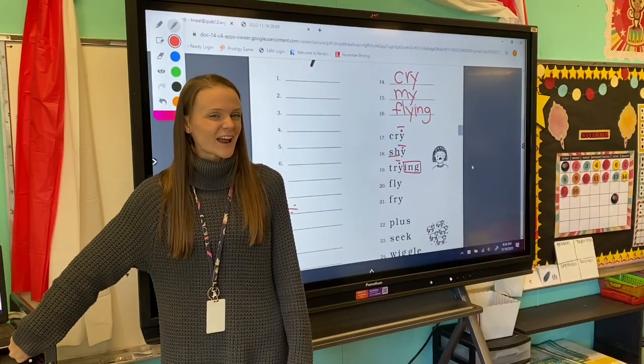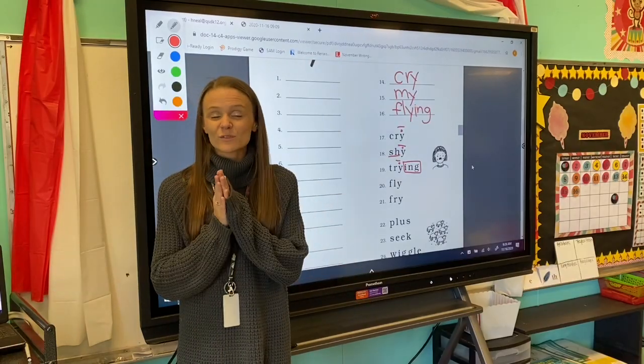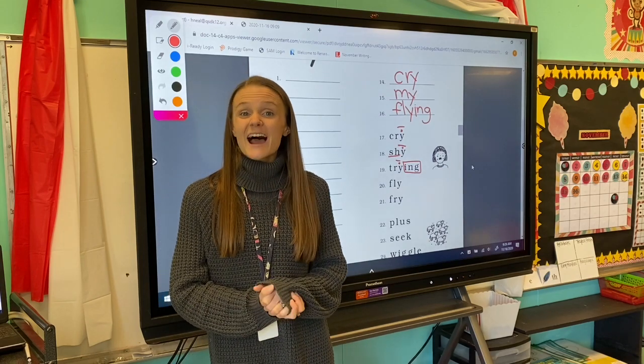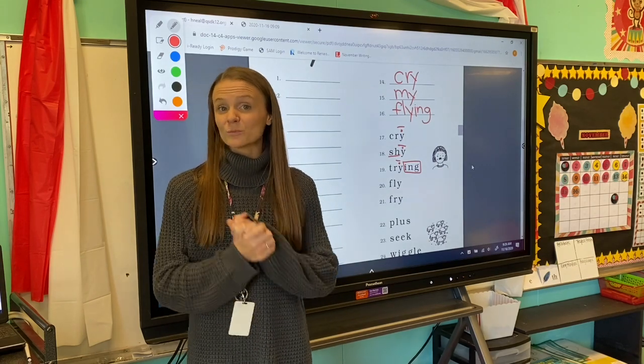All right, sweet friends, I want you to try coding the rest of the words on the front of this worksheet and then flip it over on the back and do some reading practice.